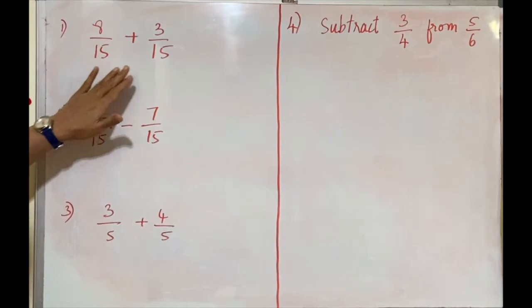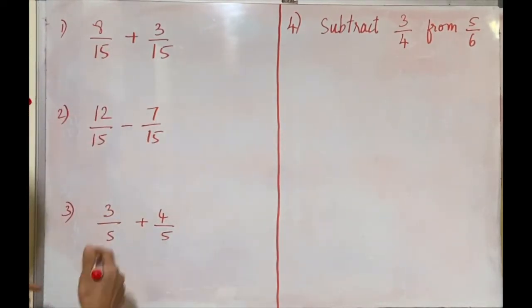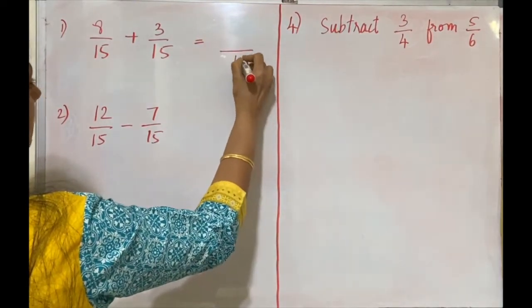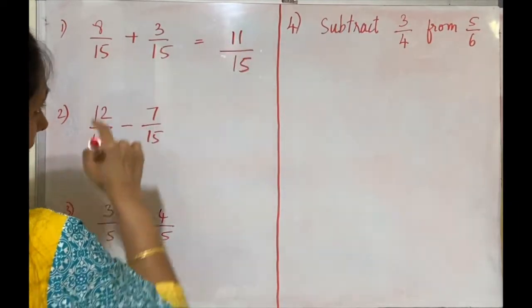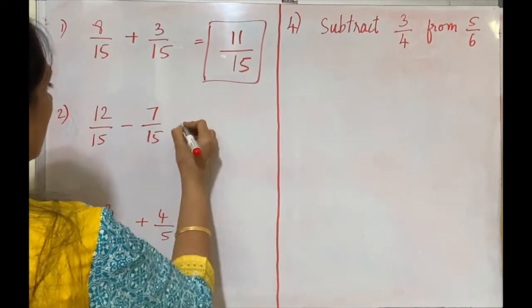Here I told you these are like fractions. Why? Because the denominators are the same. So in this case, the answer is very simple. You will write the same denominator. You will just add the numerators. 8 plus 3 is 11. This is your answer.